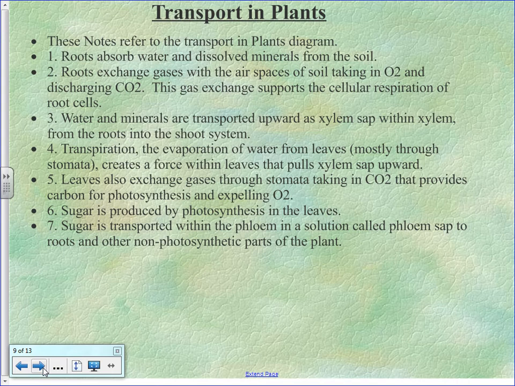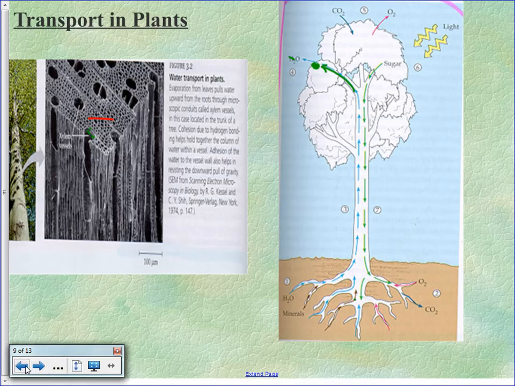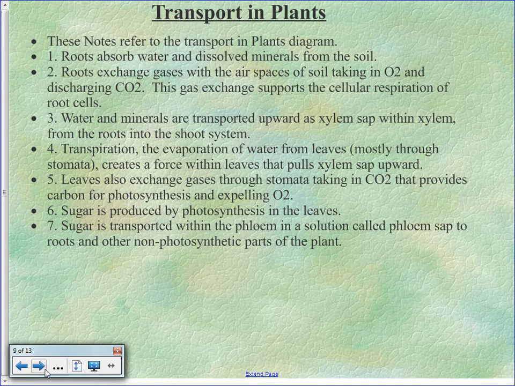Okay, so these numbers here refer back to this diagram. If you have the notes package, you have the diagram. Number 1 is talking about water being absorbed by the roots. So roots absorb water and dissolved minerals from the soil. That is also an osmotic process.